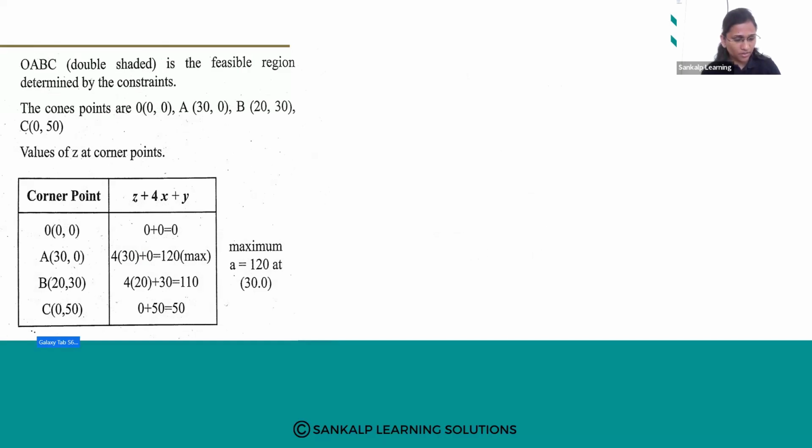OABC is the feasible region determined by the following corner points. ಇದೆಲ್ಲ ಬರಿಬೇಕು, everything includes your 6 marks okay. So this is z equals to 4x plus y, z equals to 4x plus y was your constraint objective function. So ಇಲ್ಲಿ 0 ಆಯ್ತು, 4 into 30 120 ಆಯ್ತು, ಇದು 80 plus 30 110 ಆಯ್ತು, ಇದು 50 ಆಯ್ತು. So maximum value ಎಷ್ಟಾಯ್ತು? 120 at a point 30,0, therefore 120 is the maximum value of z at 30,0.